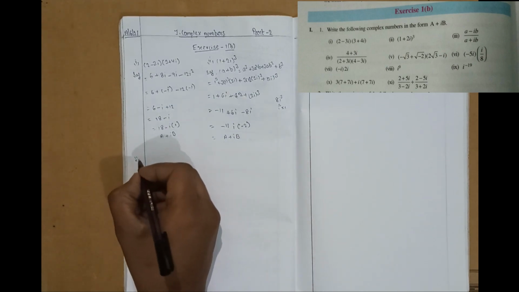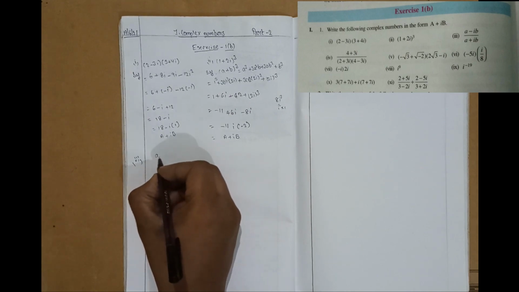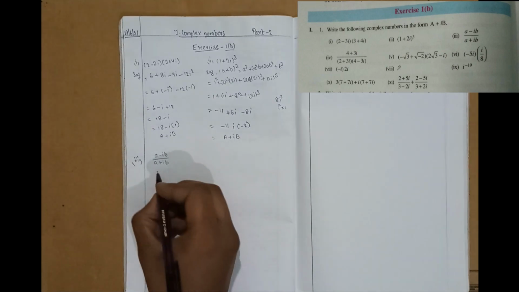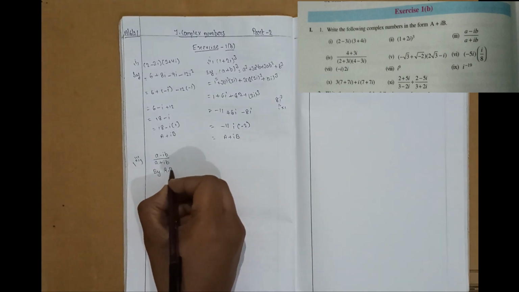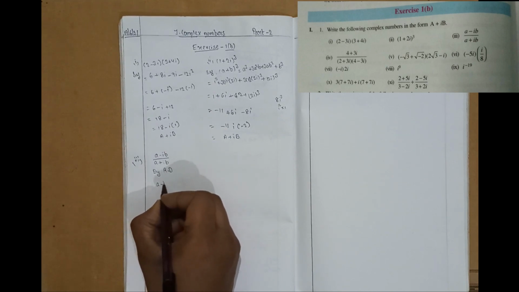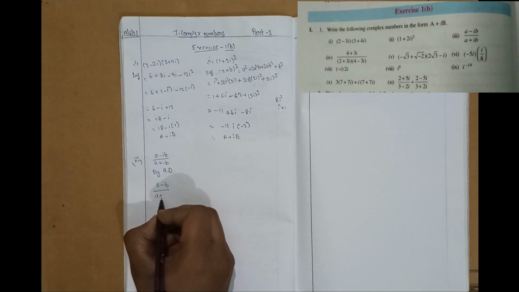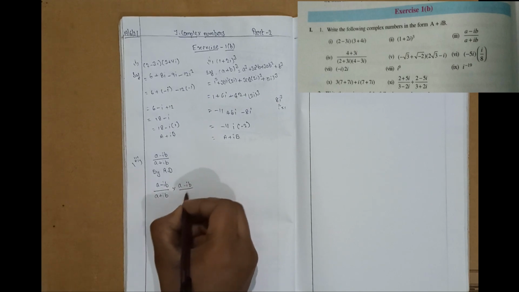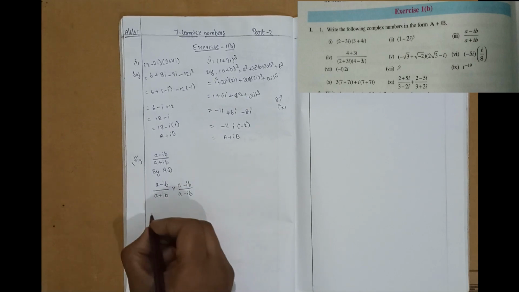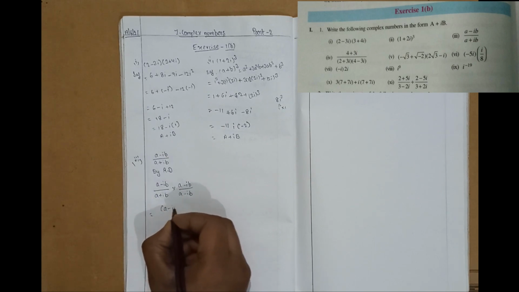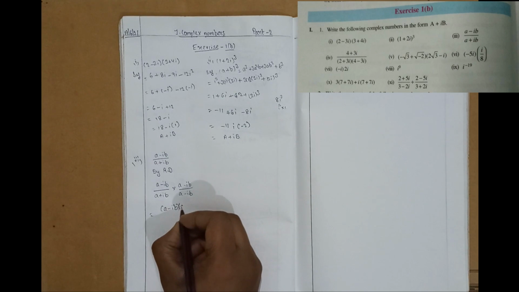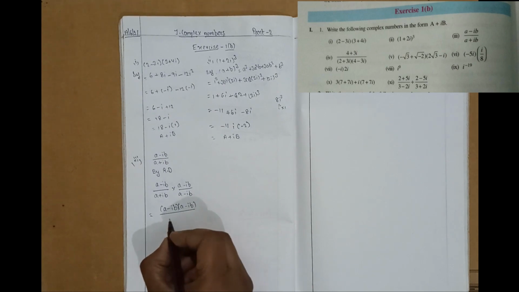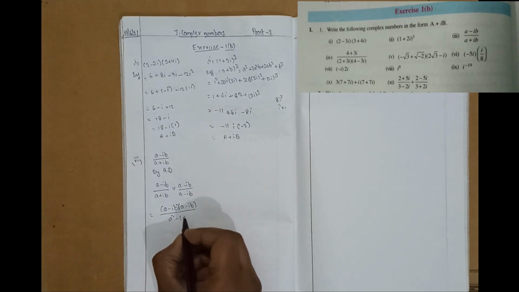Now the third problem is (a minus ib) by (a plus ib), by rationalizing the denominator. (a minus ib) by (a plus ib) into (a minus ib) by (a minus ib) equals (a minus ib) into (a minus ib) over (a plus b)(a minus b), so a square minus (ib) whole square.